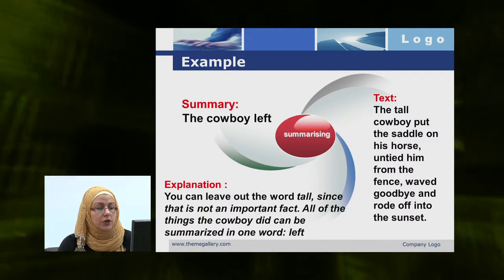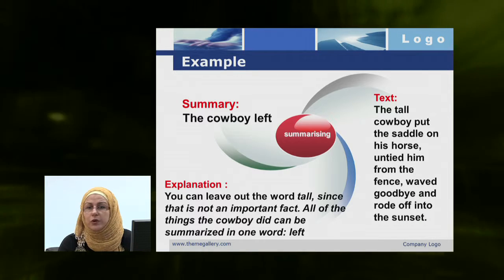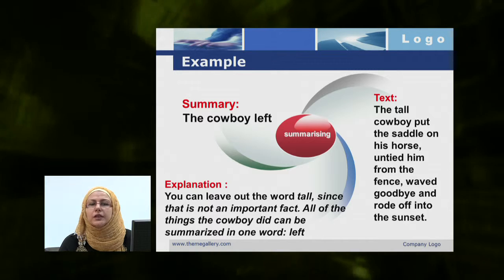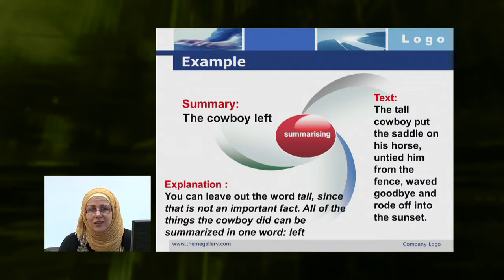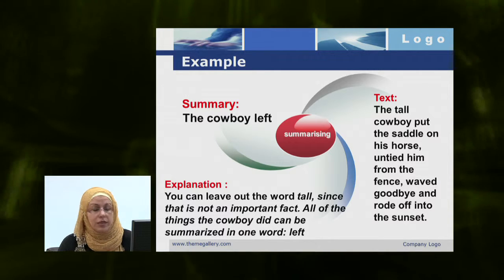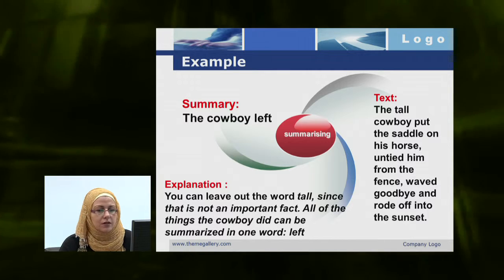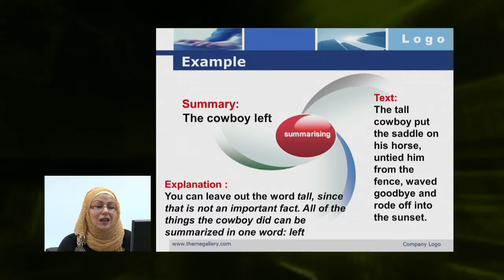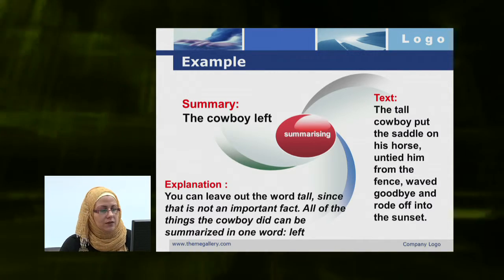You can leave out the word tall, for example. The tall cowboy. For the summary, we don't need tall. The most important word here is the cowboy, since that's not an important fact. All of the things the cowboy did can be summarized in one word, left. What did he do? He waved goodbye. This means that he left. He untied his horse. This means that he was getting ready to leave.